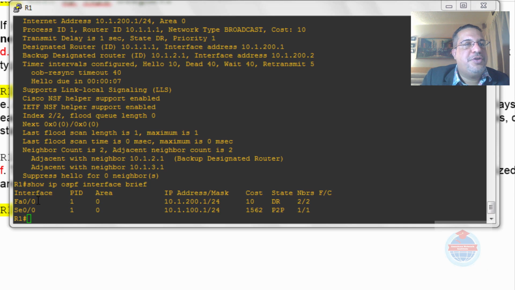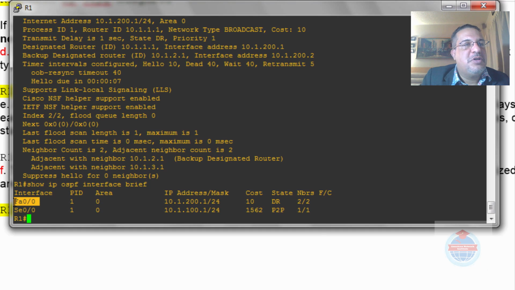Over here you see that from R1 on the fast Ethernet each name will be the DR, that's the state, and point to point network communication, that's what they have over here. We're gonna have area 0 in both of them, and we're gonna have a cost by default of 10 on the fast Ethernet. Remember that, guys.